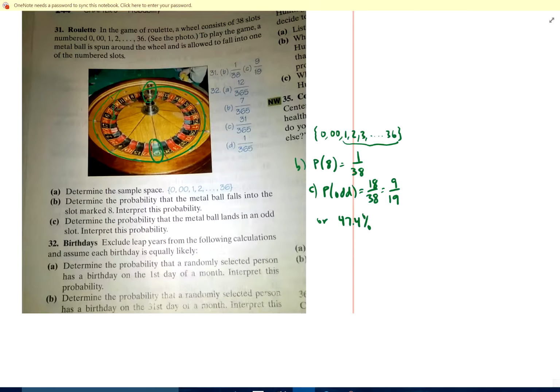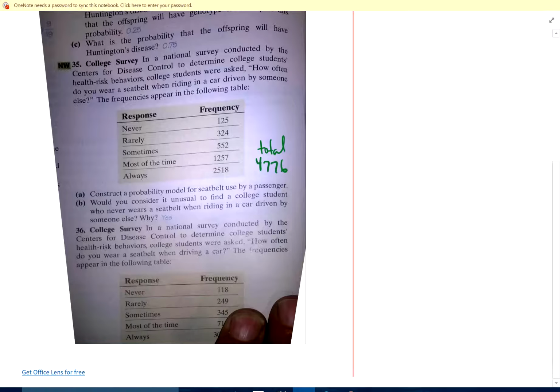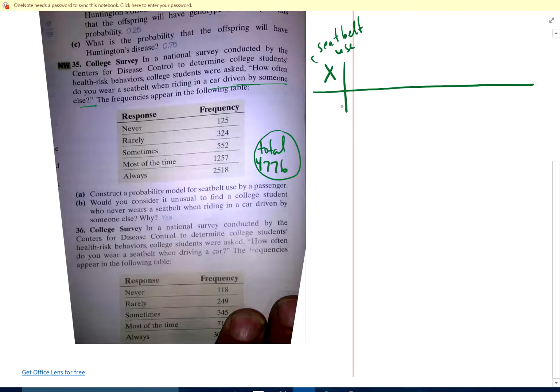Alright, and 35. College survey conducted by the Centers for Disease Control to determine college health risk behaviors. Colleges ask, how often do you wear seatbelts when riding in a car driven by someone else? Frequencies appear. I totaled this up, save a little bit of time. Construct a probability model for seatbelt use. Okay, so X, that'd be seatbelt use. And this is the probability of little x.